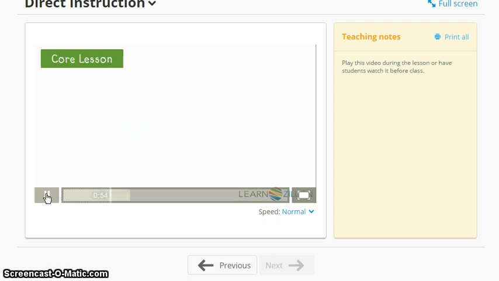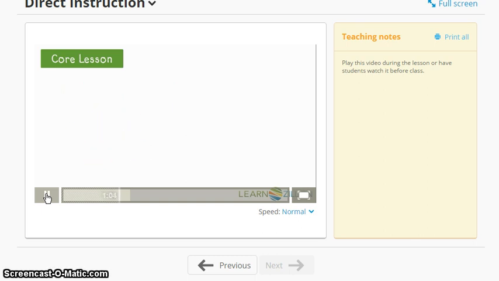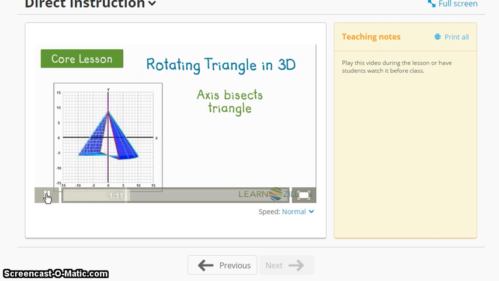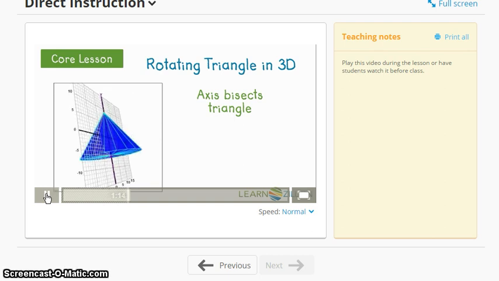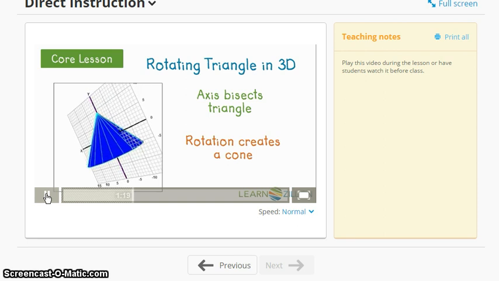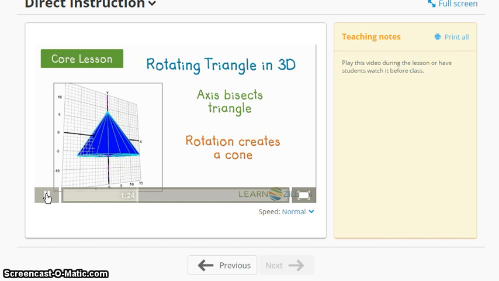Let's start with a simple figure, a triangle. If we rotate this in 2 dimensions, it would move like this. But in 3 dimensions, we're going to rotate it around an axis. Here's our axis bisecting the figure. Now let's watch what happens as it rotates. It's interesting to see that the edge that was perpendicular to the axis drew a flat surface as it rotated. And the other 2 edges, as they rotated, created a curved surface. So, the rotation of a triangle creates a cone if the axis of rotation bisects through a vertex.